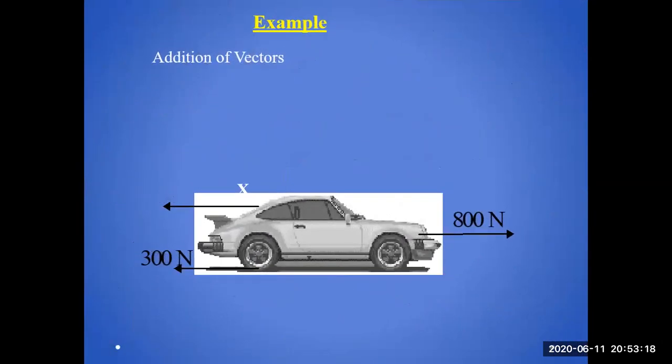So here is another example. If you look at, one force is acting in this direction, that is of 800 Newton. Here it is 300 Newton, which is acting in the opposite direction. So the car will move. If you find the difference of these two vectors, it will be 800 minus 300, then it will be 500. This car will be moving towards the direction of the larger force magnitude, 800, with a force of 500 Newton.